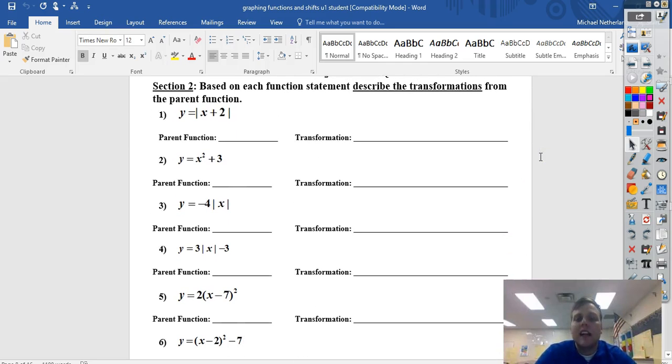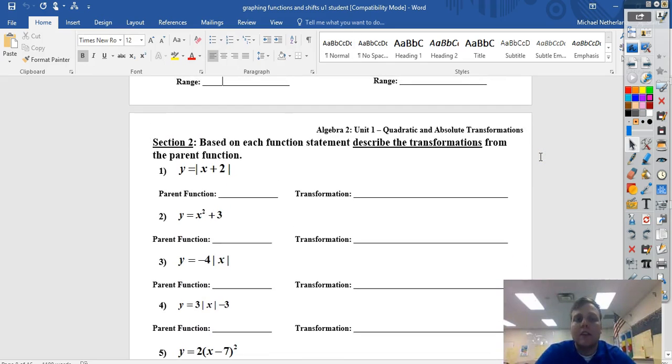Alright, based on each function statement, describe the transformations from the parent function. Okay, so first, it likes you to state the parent function. Well, look here, we have absolute value bars. What is the parent function including absolute value bars? It's just y equals the absolute value of x. So then what is the transformation? Well, it's plus 2 inside the absolute value bar, so that just means left 2. What about this next one? Well, this one we have x squared, so that's the parent function. What's the transformation? Well, the plus 3 is outside, kind of like your function. It's outside the quadratic piece, so it's up 3.